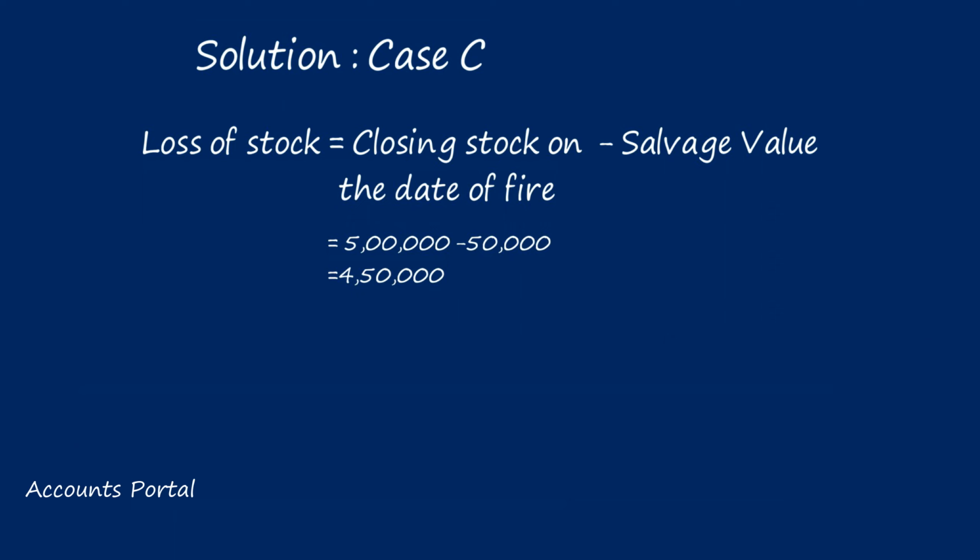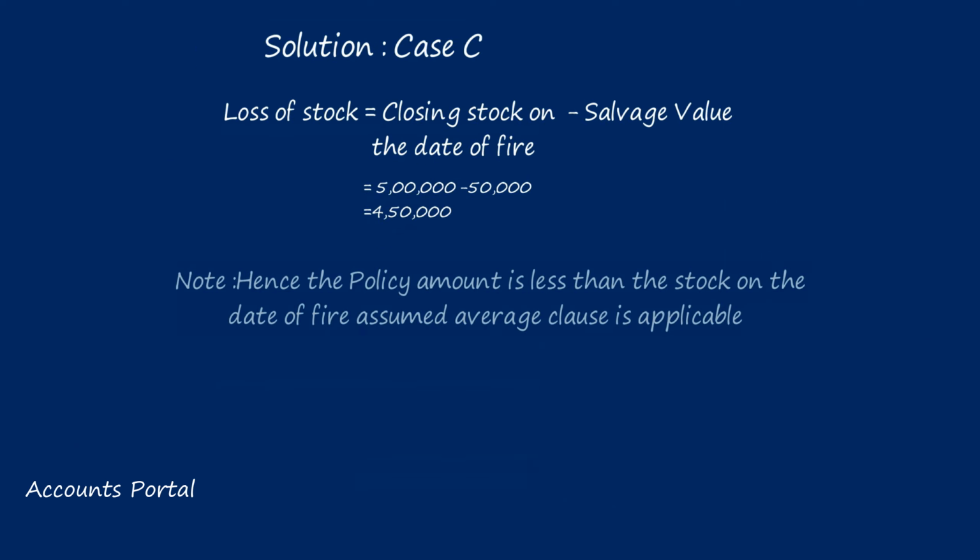Claim amount calculation. First determine whether the average clause is applicable or not. In case C, is the policy amount underinsured or overinsured? To determine this, always compare the policy amount with the closing stock on the date of fire. The closing stock on the date of fire is 5 lakhs and the policy amount is 4 lakhs. Since the policy is underinsured, the average clause is applicable.